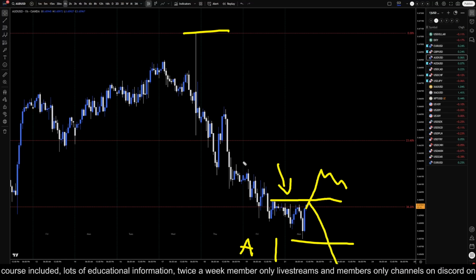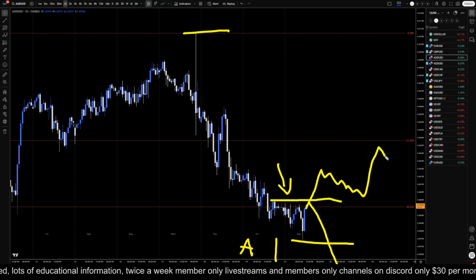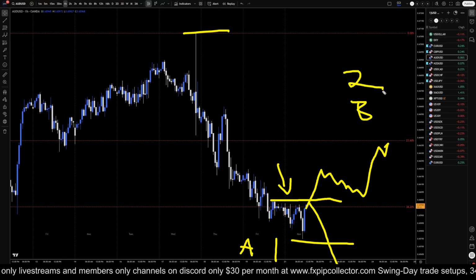But if and when it does break structure, I would expect to see a pullback to this whole move down, someplace between 38 and 78% of the move down, for either a wave B or a wave 2. And at this point in the pattern, it doesn't matter whether it's an A or a 1 or a B or a 2, the trading strategy is exactly the same for either scenario.